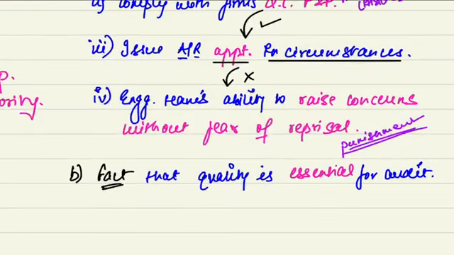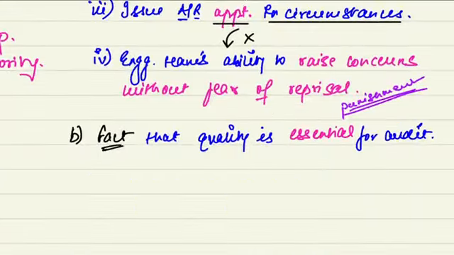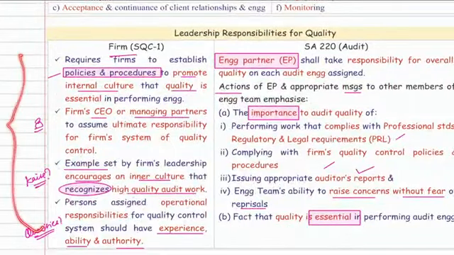And last, may you tell, quality is not only important, but also essential. See, it is written important. So not only important, but it is also essential for the audit. Okay. So here your leadership responsibility part gets done. Please just make sure you have a proper understanding of this topic.